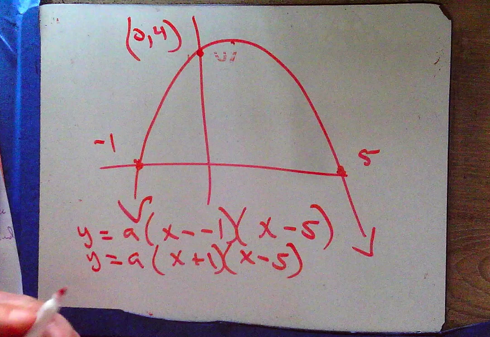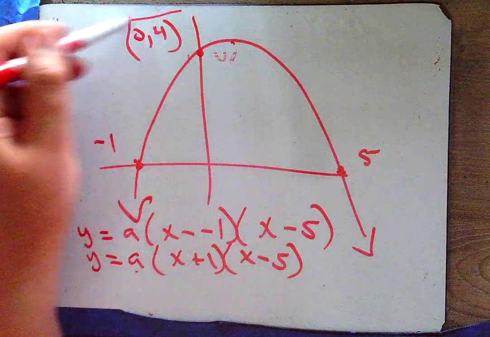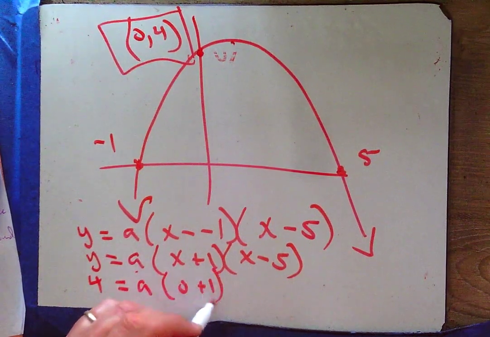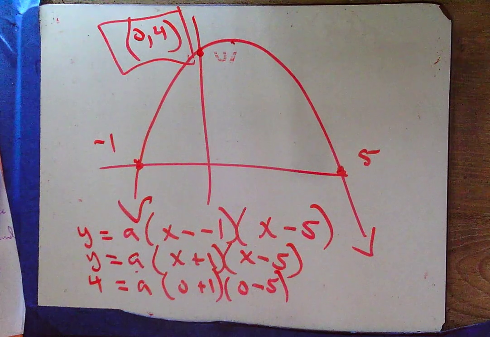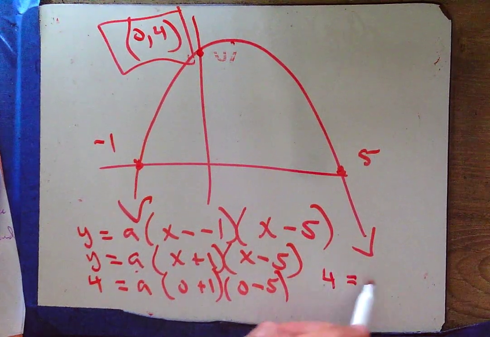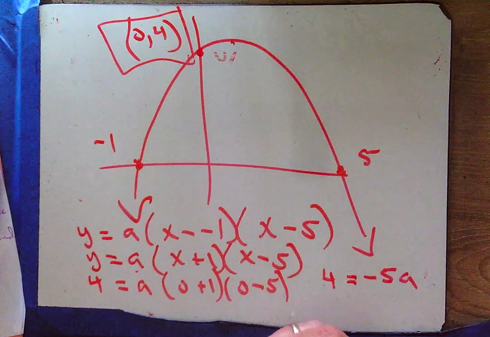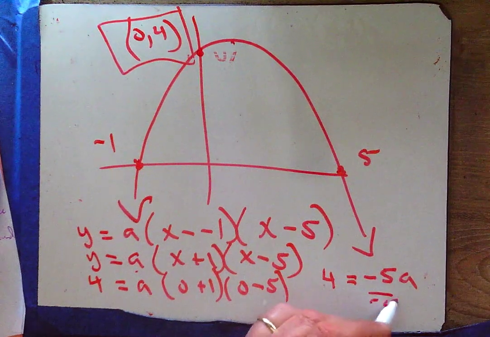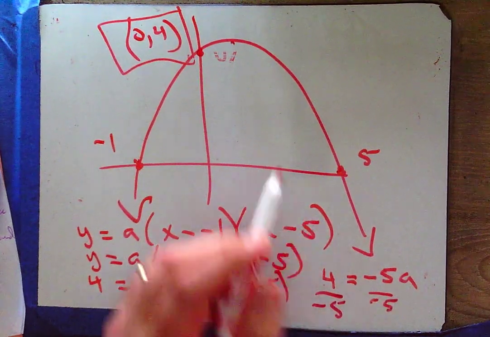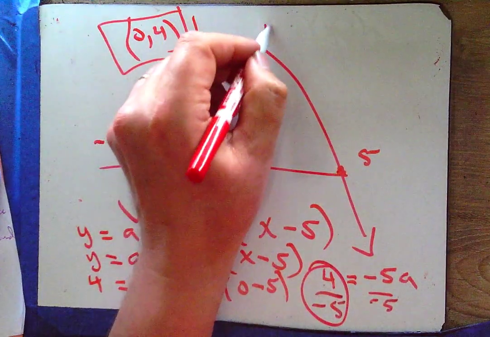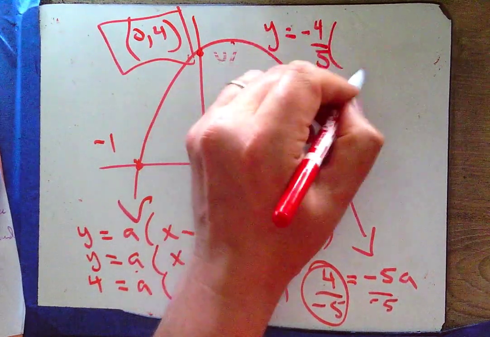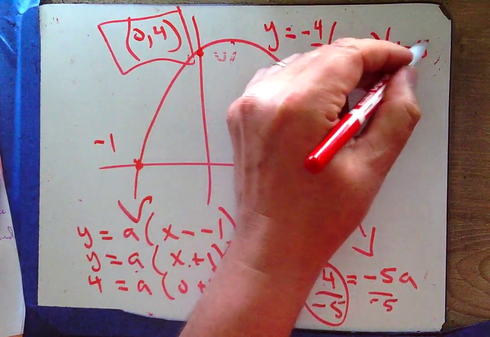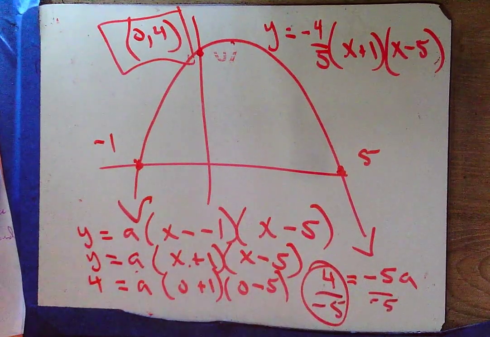And we know we're not quite done yet because we need to solve for a, and we can use the y-intercept for that. 4 equals a, 0 plus 1, 0 minus 5. Well, that's going to give me 4 equals negative 5a. Please don't add 5 to both sides, because this is negative 5 times a. I need to divide by negative 5. So my a value is negative 4/5. We've got x plus 1 and x minus 5. And there's our equation of the parabola.